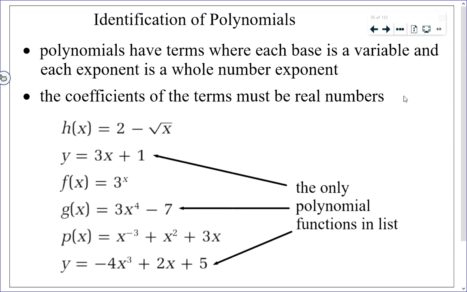So, for example, h of x equals 2 minus root x does have terms. They do have variables. The variable is x, but root x is x to the half, and a half is not a whole number. F of x equals 3 to the x is not polynomial because the x is not in the base. It's exponential. When you take a look at p of x, which is the second to last one, the exponent is a negative number, which is not allowed for polynomials. So the only 3 polynomial functions are those ones I've given you.